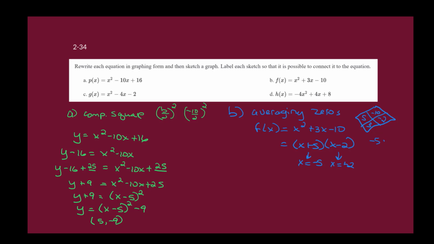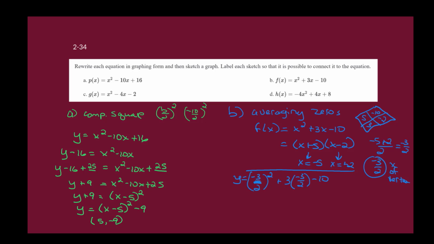So -5 plus 2, over 2, is -3/2. So -3/2 is our x of the vertex. Okay, that's our x. So we have to plug it into our equation to find out what y equals. So if I plug it into my equation, I've got -3/2 squared plus 3 times -3/2 minus 10.